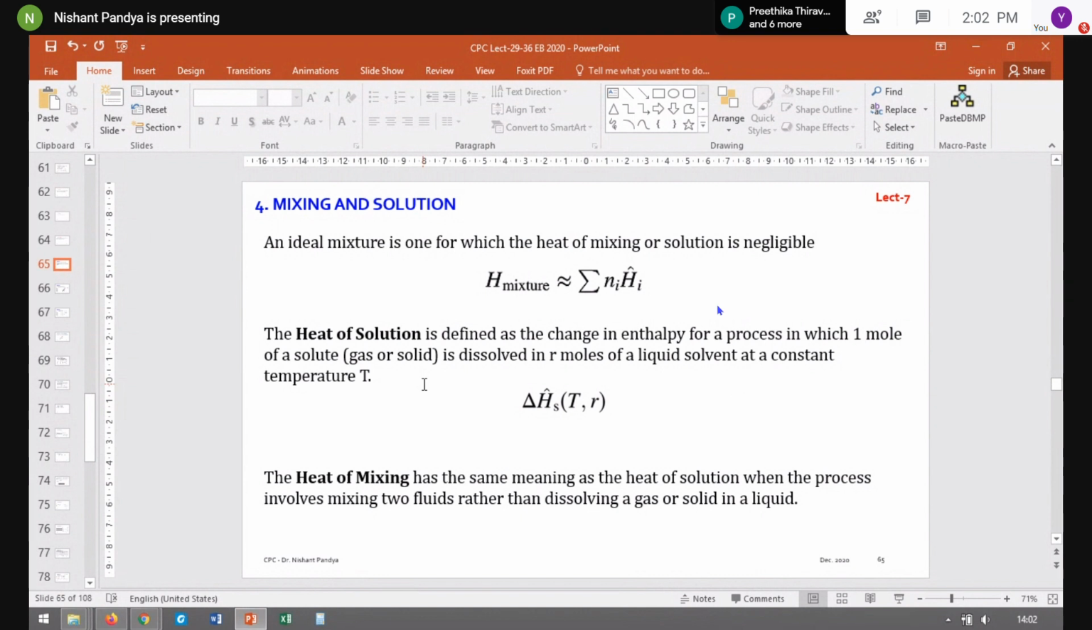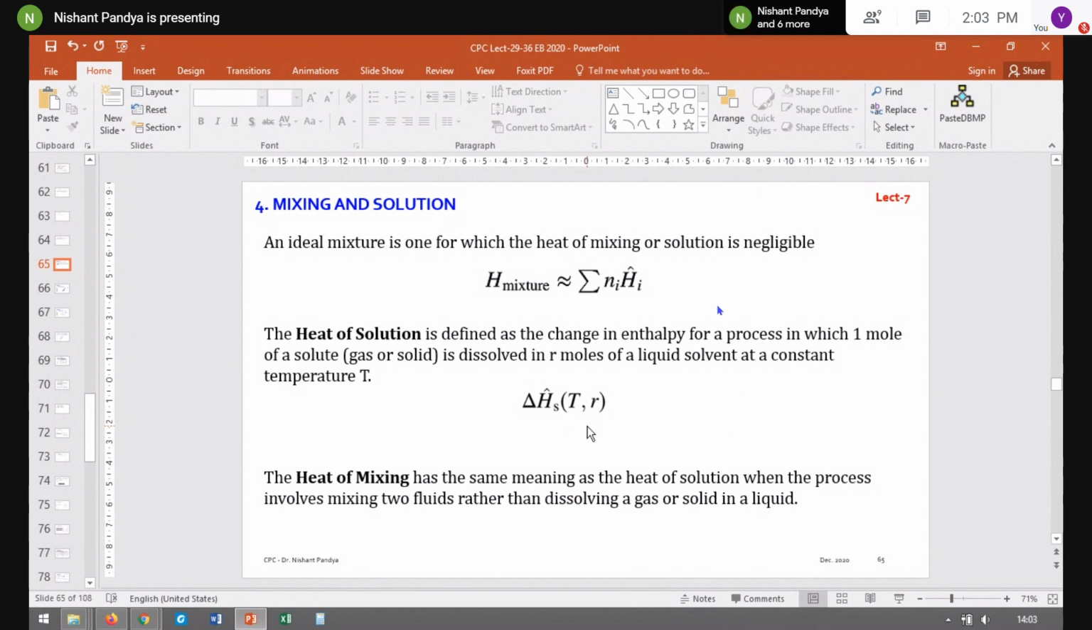the change in enthalpy? And that is always defined by two values, T and R: the temperature, and how many R moles of liquid solvent you are using. That depends on how dilute the solution is. So like you have pure water, for example 100 moles of water. We talk about moles because R is in moles here. So you have 100 moles of water and you put 1 mole of NaCl inside and mix it.